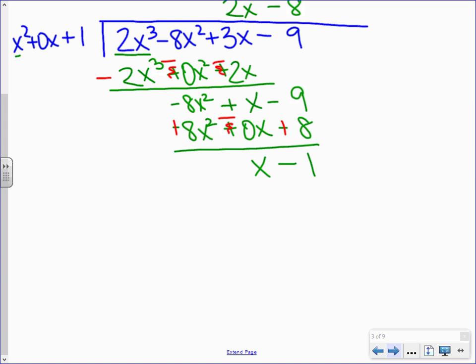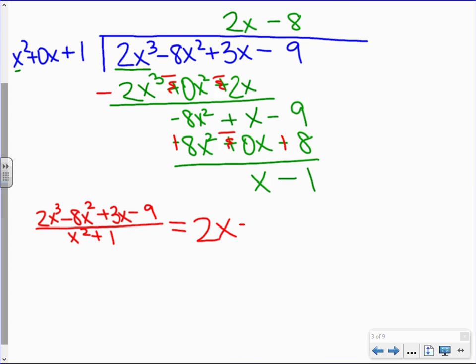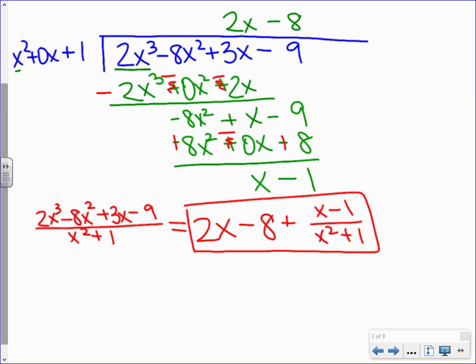Now, what does this mean? We took 2x cubed minus 8x squared plus 3x minus 9, and we divided it by x squared plus 1. Our result was 2x minus 8, and we had a remainder of x minus 1, so we're going to add x minus 1 over our divisor. Okay? If I ask you to simply perform division, this would be your answer.